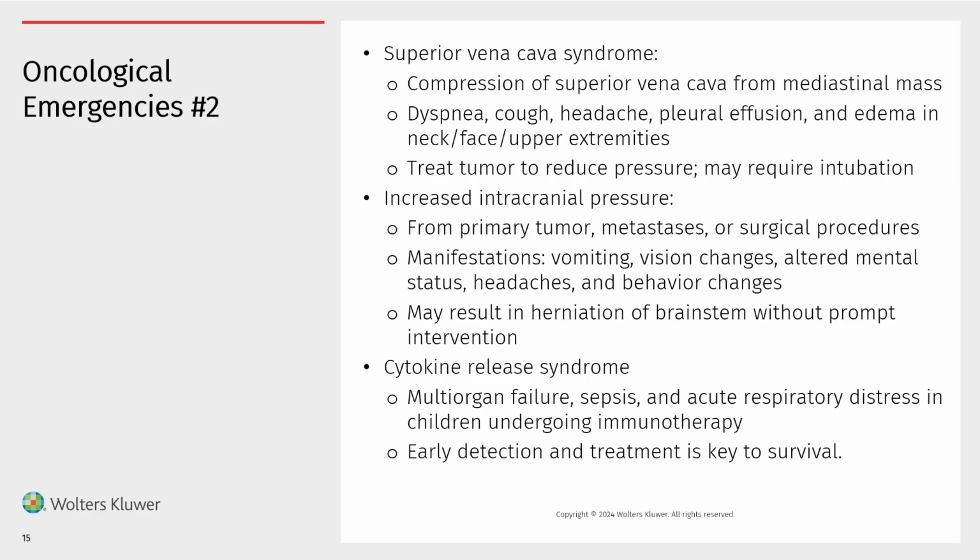Increased intracranial pressure can occur from a primary tumor. We're going to talk about different types of cancers here in just a minute, and the neurological, cerebral cancers is something we'll talk about. Manifestations here are vomiting, vision changes, altered mental status, headaches, and behavior changes. Increased intracranial pressure may result in herniation of the brainstem without prompt intervention.